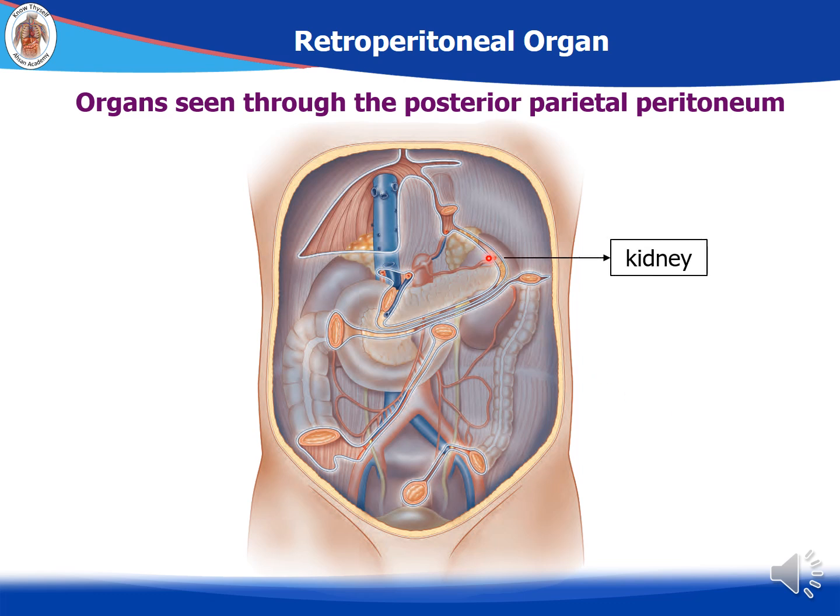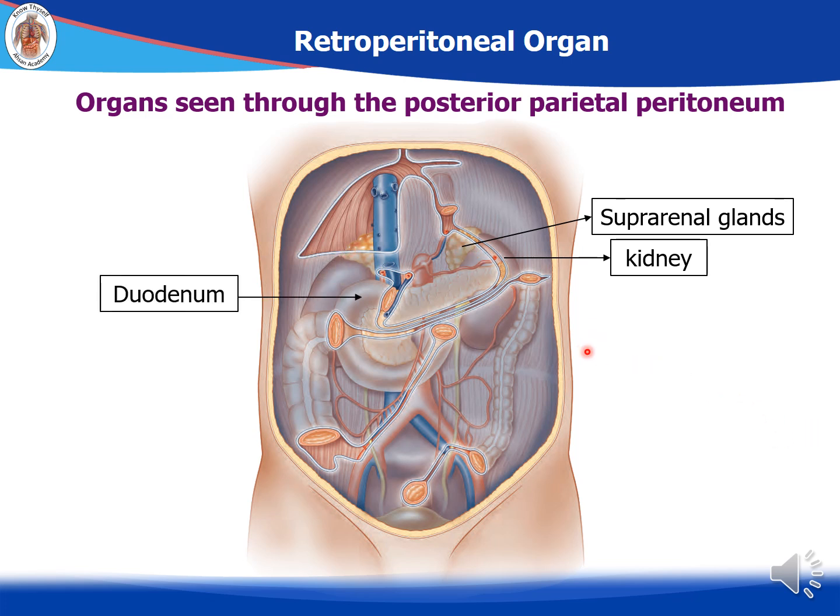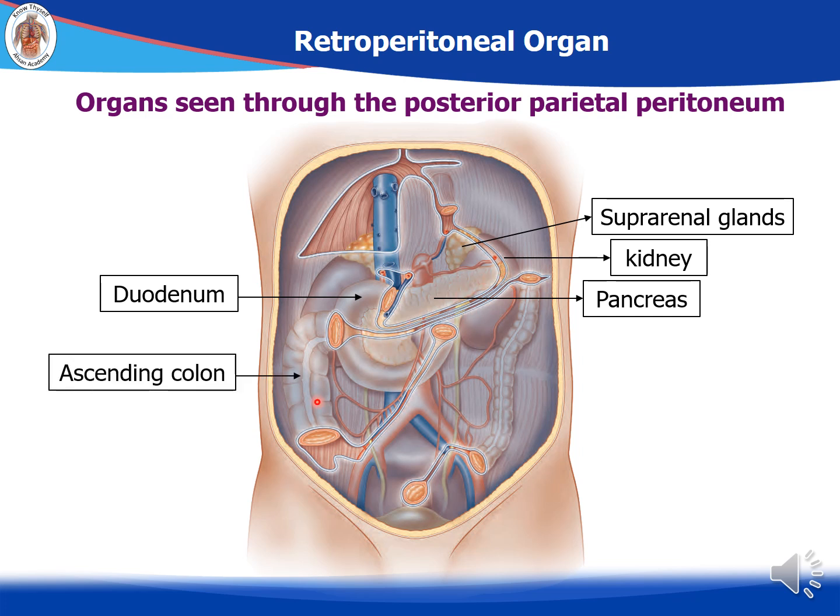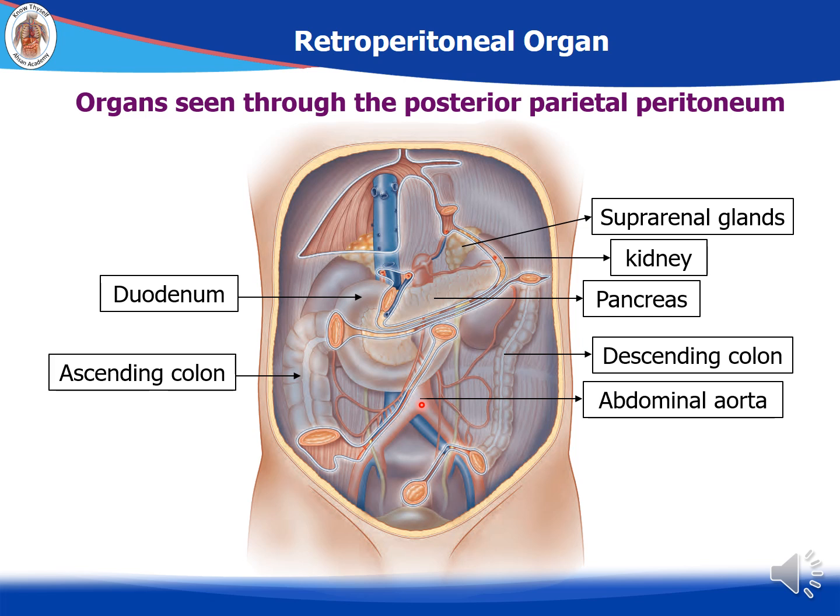This is the kidney. This is the suprarenal gland, and they are on either side. This is the duodenum. You can see this is the curved duodenum. This one is the pancreas, starting here to the spleen. This one is the ascending colon. This is the descending colon. These are the vessels, the abdominal aorta, and by the side the vena cava. So all these organs are on the posterior wall and are covered by peritoneum.